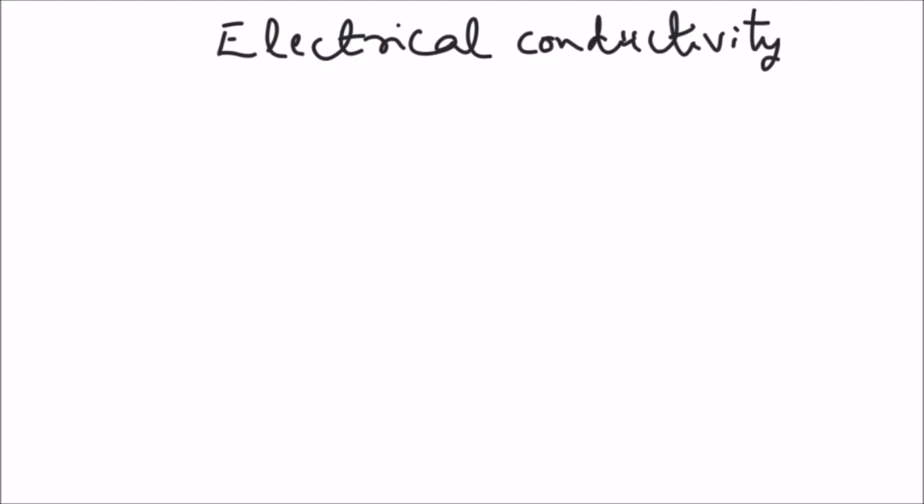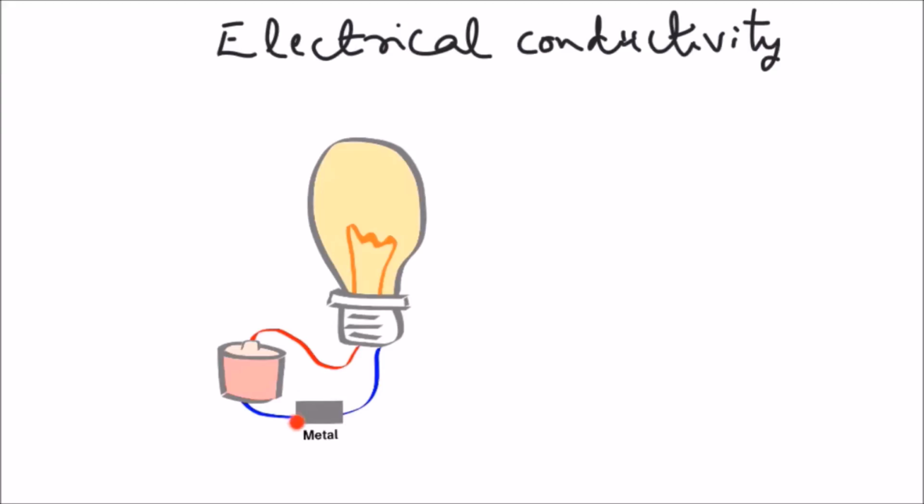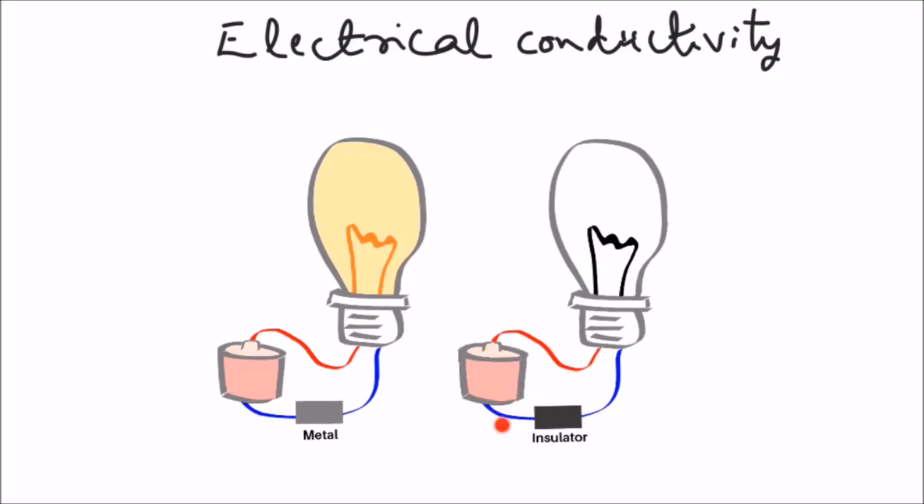Electrical conductivity is a property which allows the flow of electrons to conduct electricity. The majority of the metals conduct electricity. Still, aluminum and copper are the preferred materials as they are very cost effective. Whereas, on the other hand, insulators don't allow electricity to pass through them.